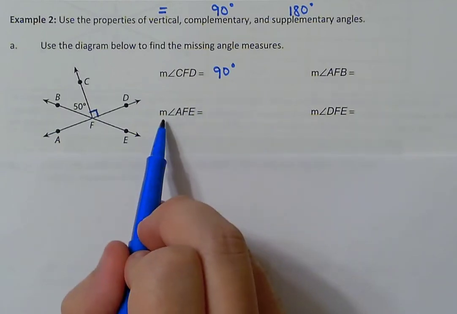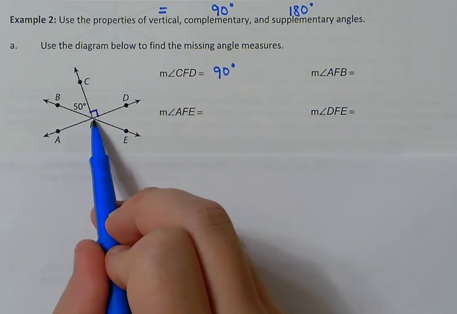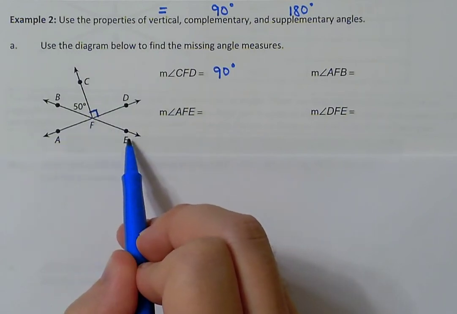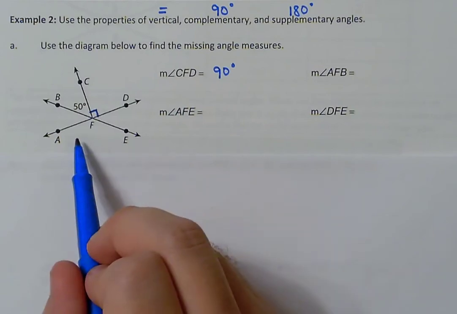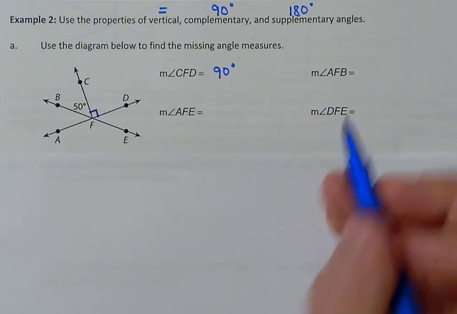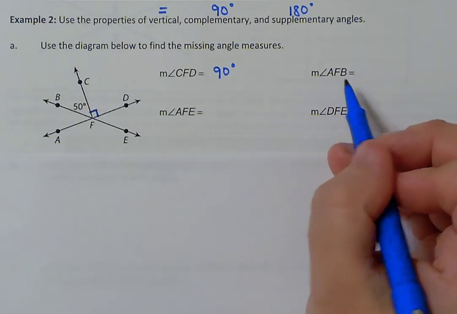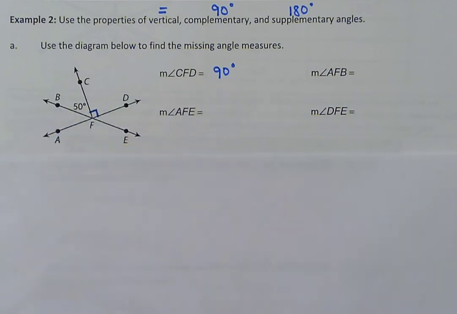All right, next, the measure of angle AFE. So AFE is going to be this angle right here. We could talk about this. I'm going to leave it here for a second and come back to it when we've found out the others. So that will help us figure it out. So let's take a look at angle AFB. So the measure of AFB here.